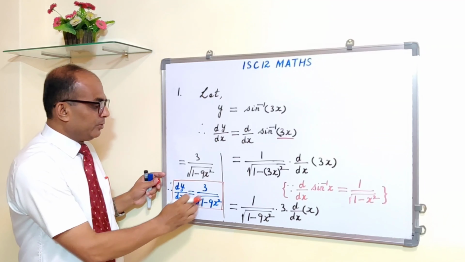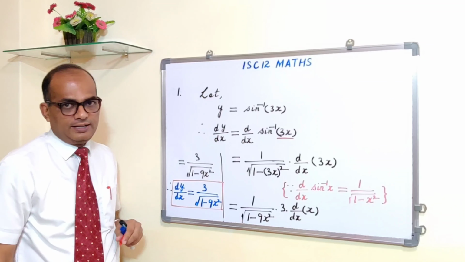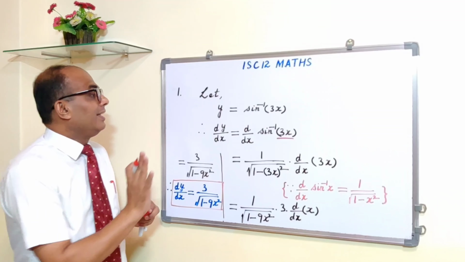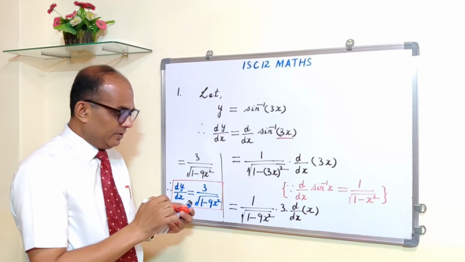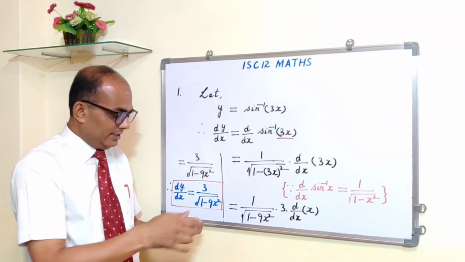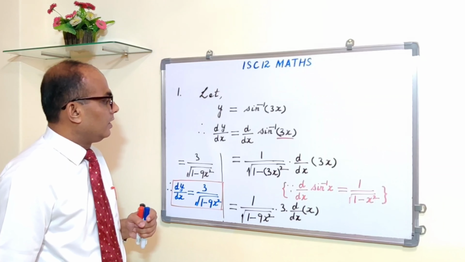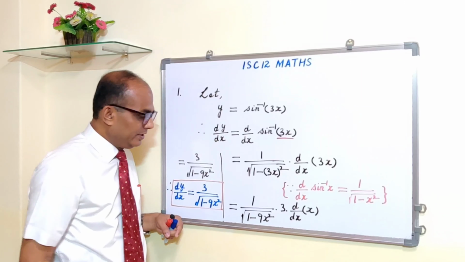This is the answer. dy upon dx is 3 over root 1 minus 9x square is the answer. Clear? Okay, fine. There's another method also, another approach. If you can call this the first method, if you understand this, fine. Otherwise, we can do this question like this also. So in that case, this will be method 1, and now you see method 2.